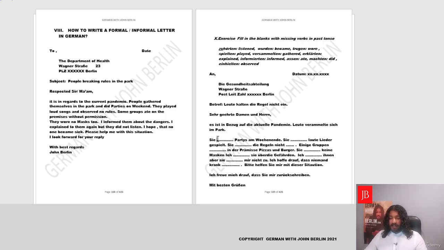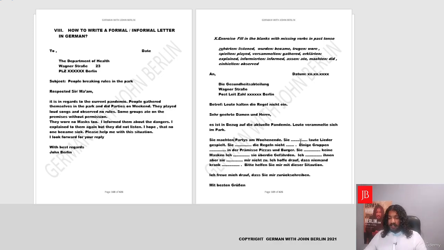Sie dash parties am Wochenende. So what is the sentence? They did parties on weekend. The verb is to do. Machen in the past tense. It's a regular verb. It becomes machten. Like you can see here, machten. It's like did. We'll conjugate it for genau. Sie, that's third person plural, and we'll write Sie machten parties am Wochenende. They did parties on weekend.